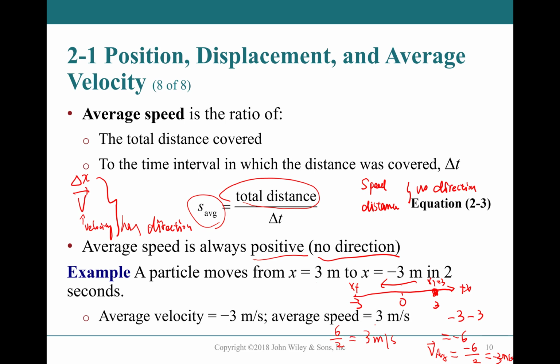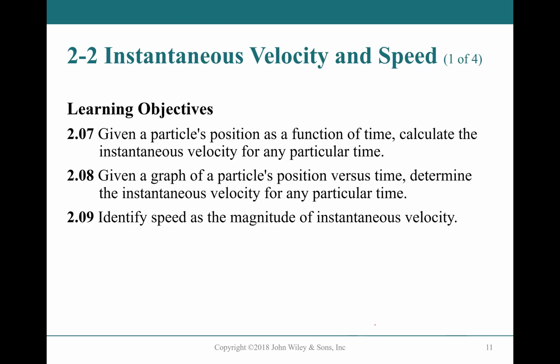So remember, average speed and distance have no direction. So there's no negative sign, but our displacement and velocity have direction. So see the difference here.